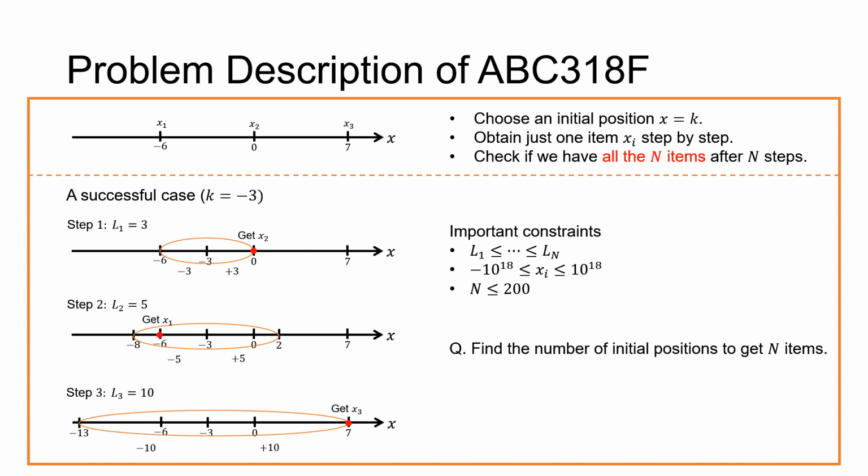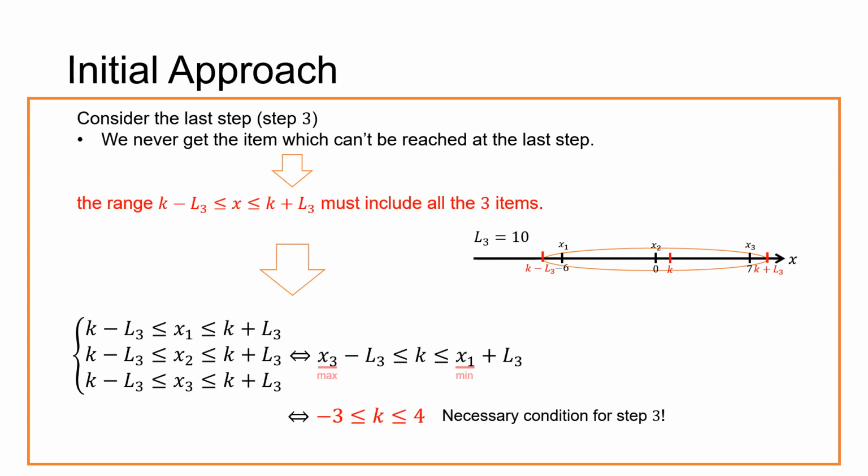Here's an example of the problem and a successful case with k equals -3. In that case, we will get x2's item, x1's item, and x3's item in that order. Let's proceed with solving the problem. Firstly, we examine the example.